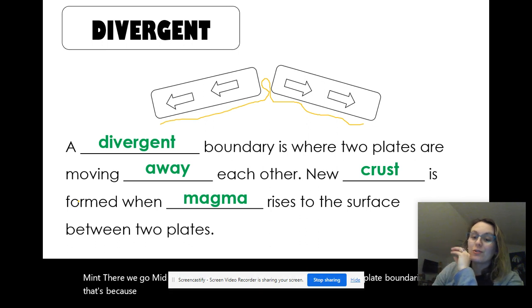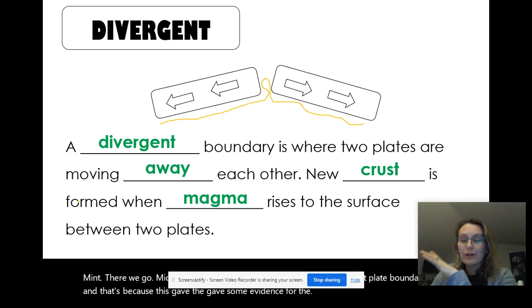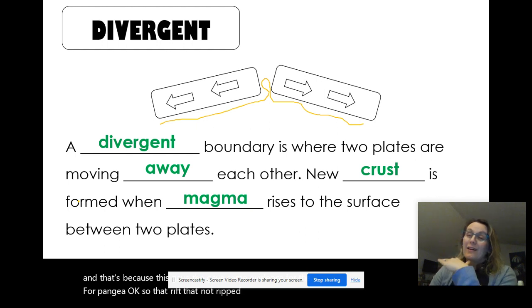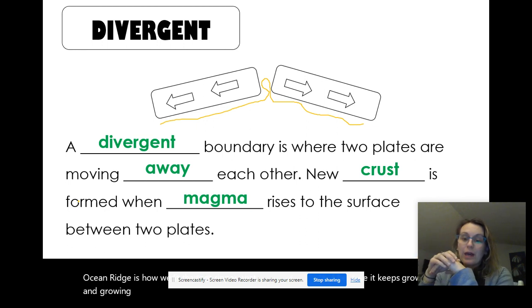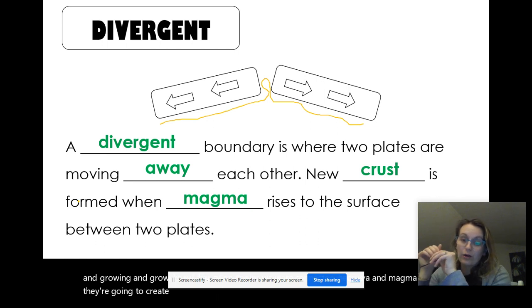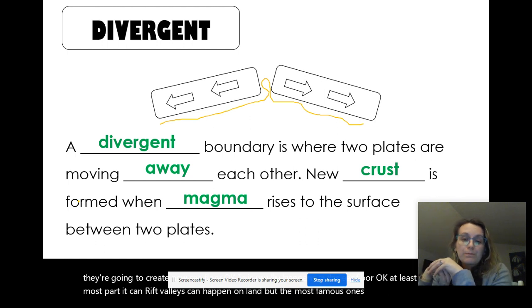And that's because this actually gave some evidence for Pangea. Okay, so that ocean ridge is how we know that at one point we were connected, because it keeps growing and growing and growing. Okay. The other thing is that when lava and magma cool, they're going to create new sea floor. Okay, this usually happens at the sea floor, at least for the most part. Rift valleys can happen on land, but the most famous ones are usually in the ocean.